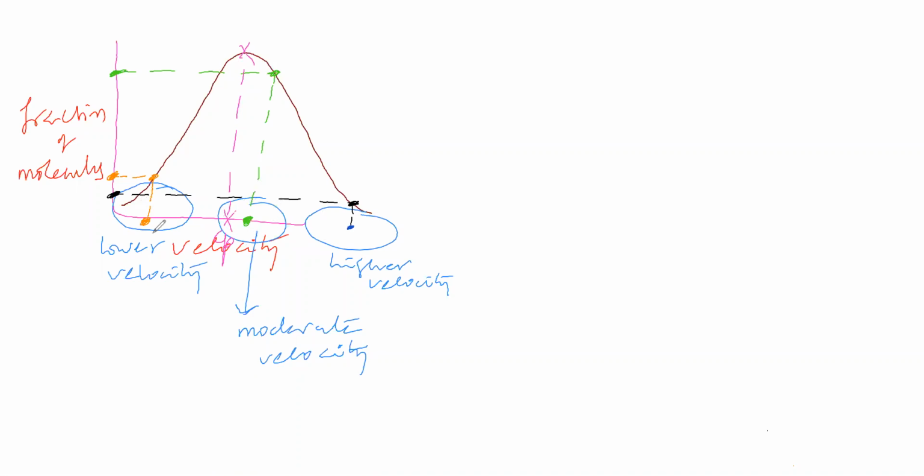At moderate velocity or lower velocity or higher velocity, you see? The fraction of molecules is higher at which velocity side? So the fraction of molecules is higher at the moderate velocity side. Correct? Now see that at lower velocity, lower fraction of molecules. At higher velocity, lower fraction of molecules. But at moderate velocity, higher fraction of molecules.